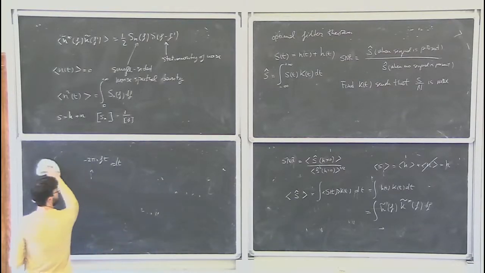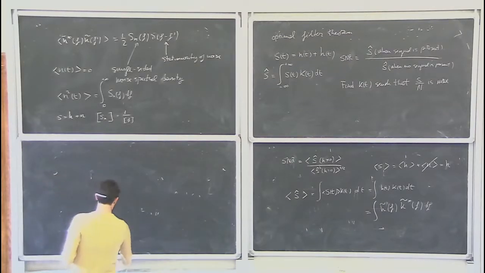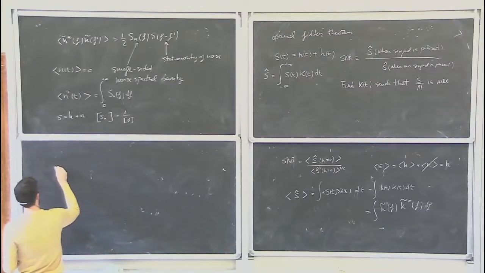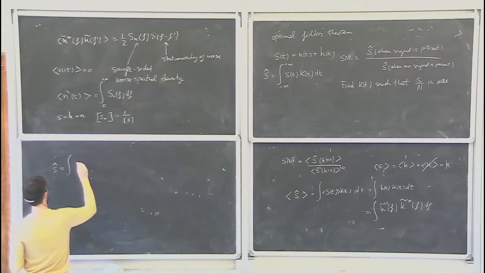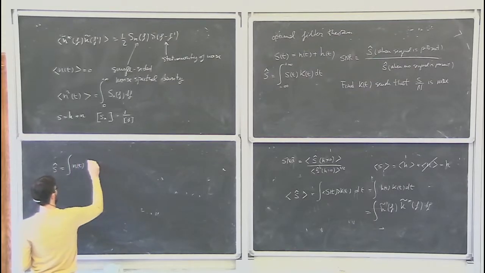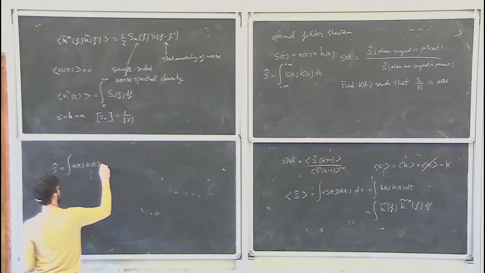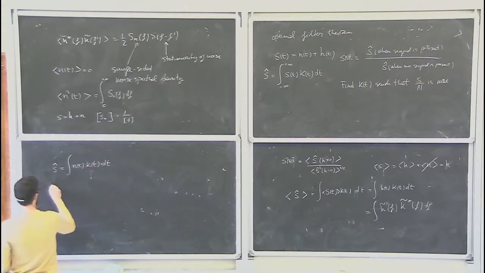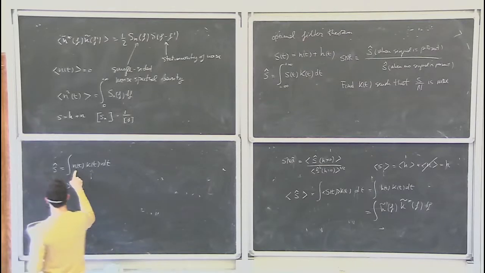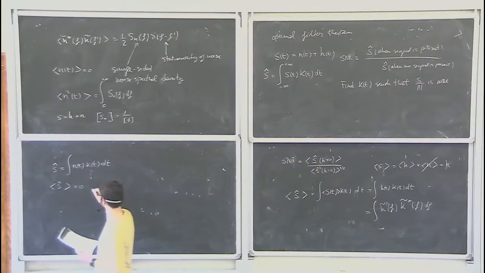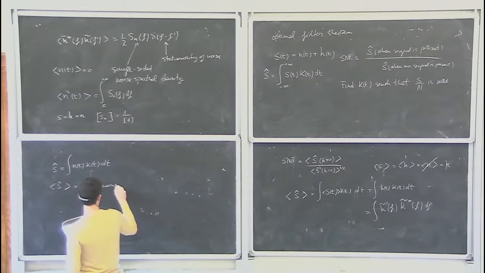So the denominator would be the value of S when no signal is present. So when no signal is present, S by definition is the integral of N of t times K of t in dt. If I were to take just the average of S, this would give 0 because the noise has 0 expectation value.